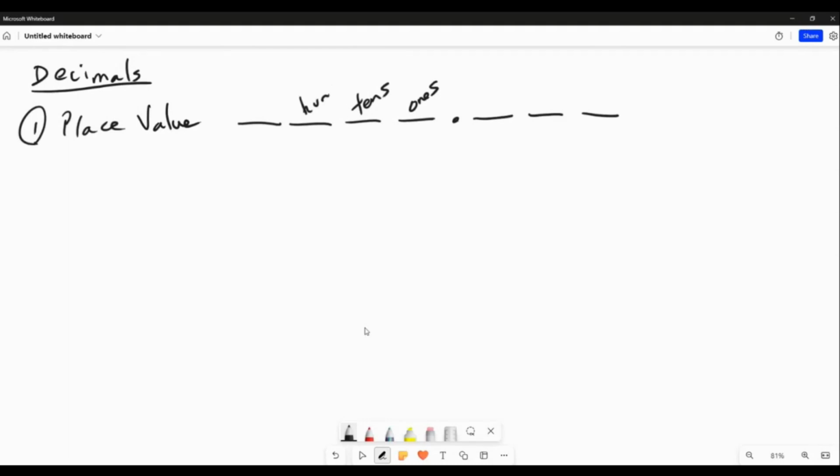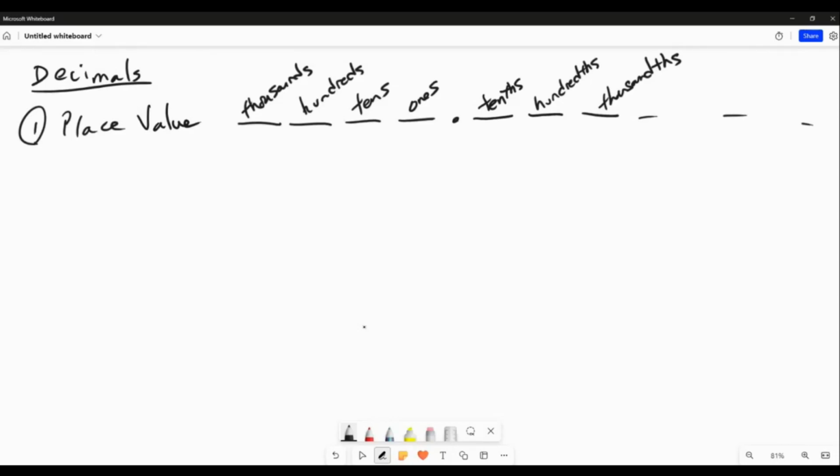tens, hundreds, thousands, then all of the decimal places after the decimal point end in TH or THS. So this was the tenths place. This is the hundredths place. And this is the thousandths place. And of course it goes on. The chart had many more numbers on it.